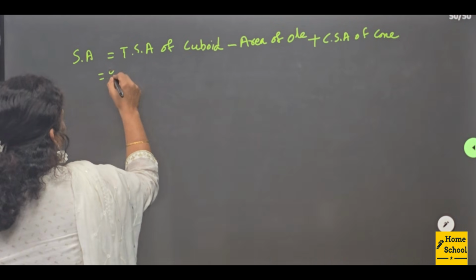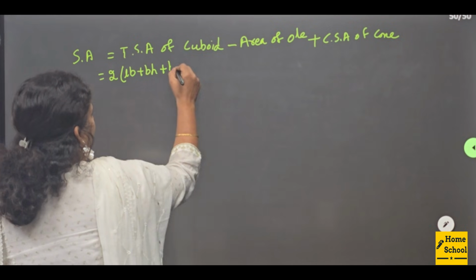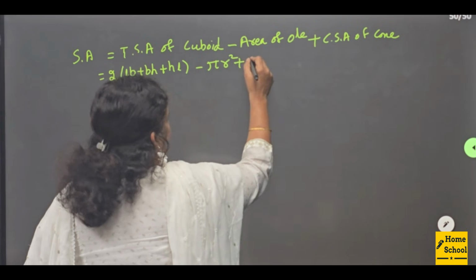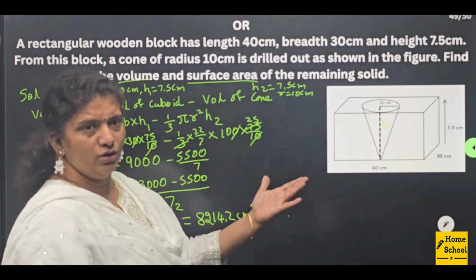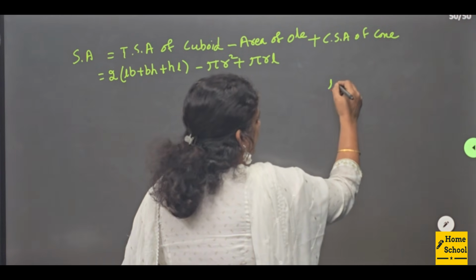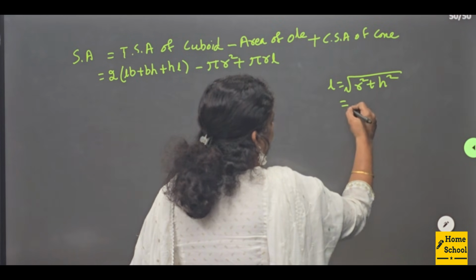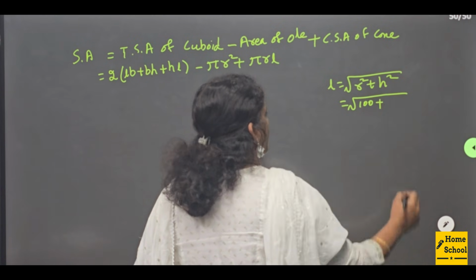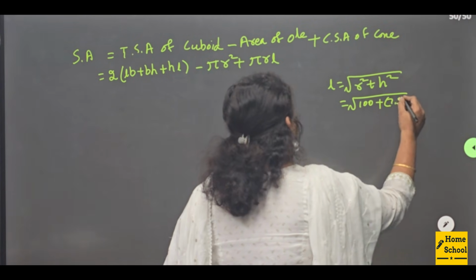TSA of a cuboid is 2 into LB plus BH plus HL, minus area of a circle, which is pi r square, plus CSA of a cone, which is pi r L. By the way, do we know L? No, we don't know L. So first we are going to find L. We have a formula, L is equal to square root of r square plus h square. L is equal to square root of radius of a cone is 10, 10 tens are 100, plus height of the cone, equal to the height of the cuboid, that is 7.5 whole square.